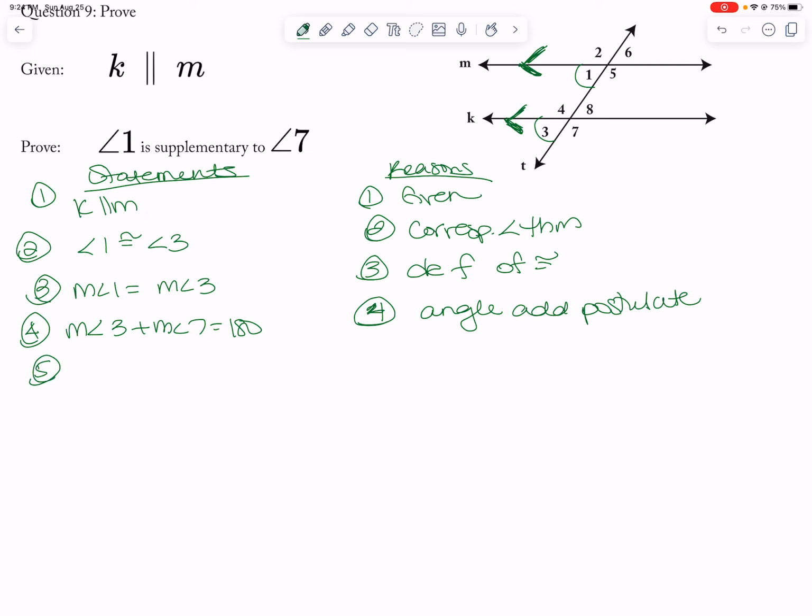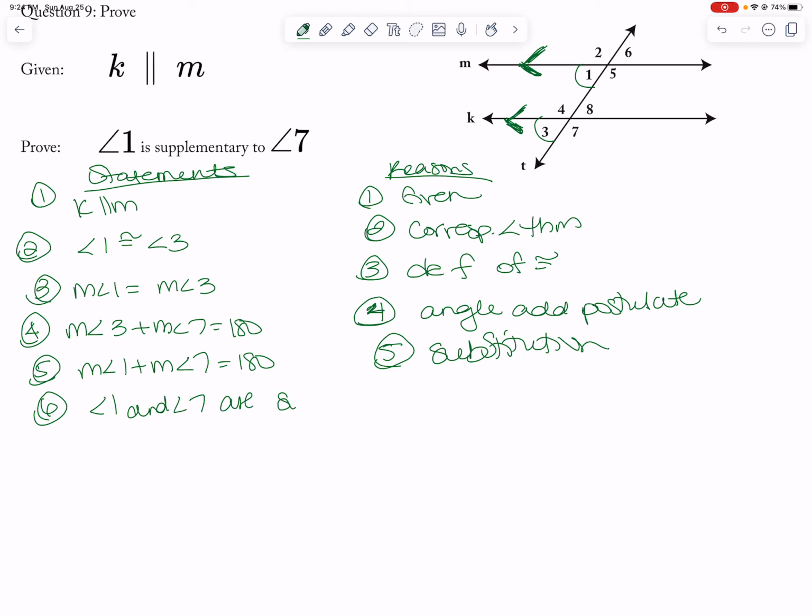And then 5 would be measure of angle 1 plus measure of angle 7 is equal to 180. And that's by substitution. And then 6 is angle 1 and angle 7 are supplementary. So angle 1 and angle 7, this is by definition of supplementary angles. All right, and that is it for all the odd numbered questions.